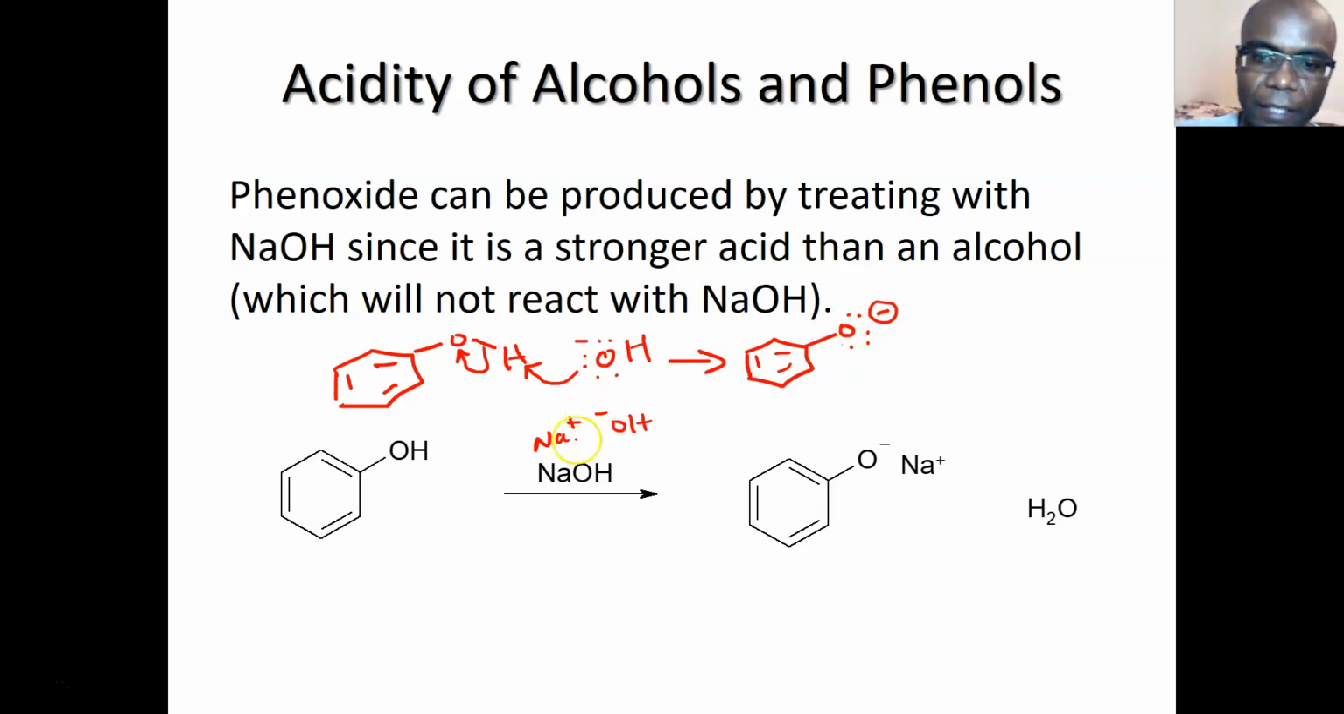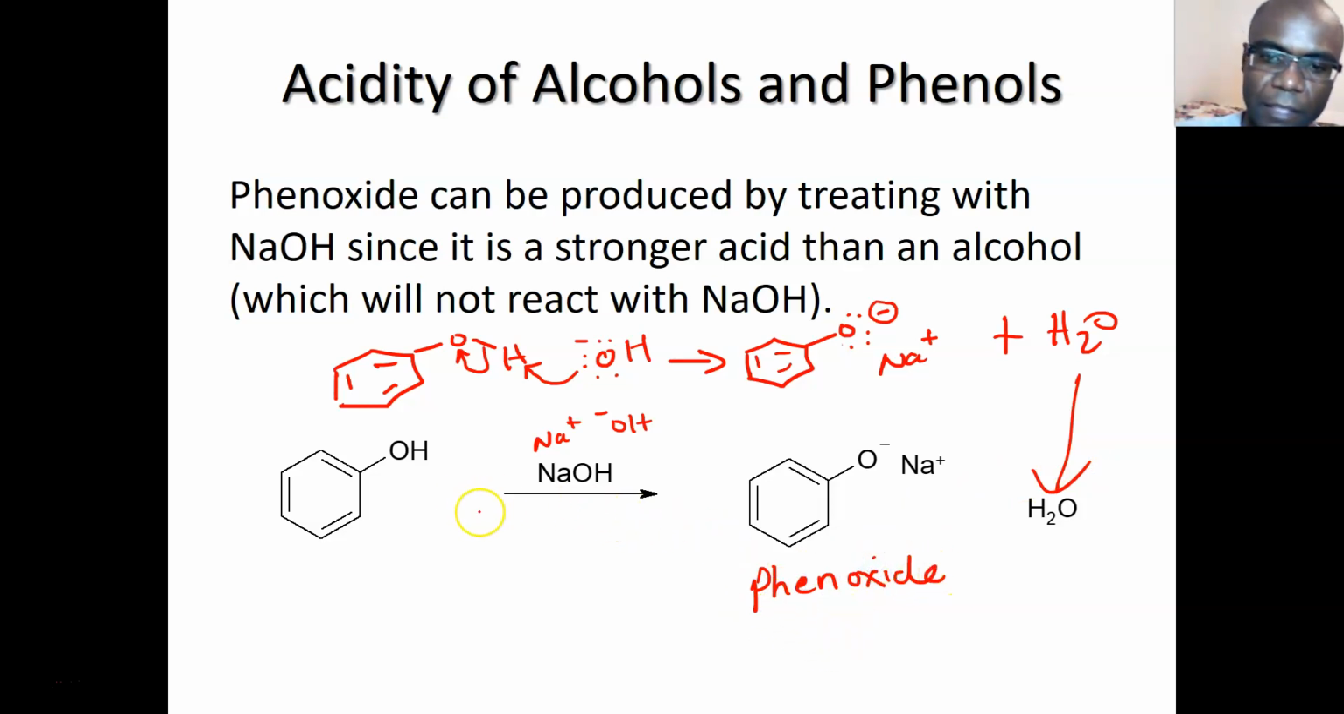phenoxide, and the sodium part becomes a spectator ion, and the OH minus that accepted the hydrogen forms H2O, which is what you have here. So this came from phenol, so we call it a phenoxide. It's a special type of alkoxide. Sodium hydroxide played the role of a base, the phenol played the role of an acid. Now phenoxide can later be used for other reactions.